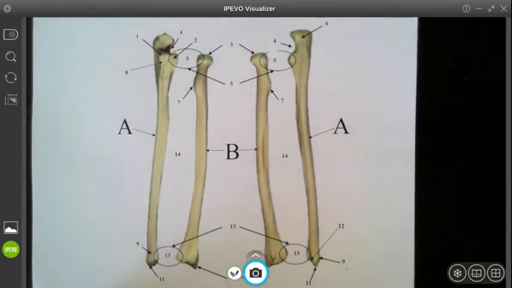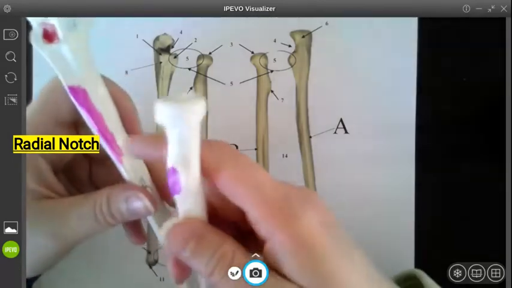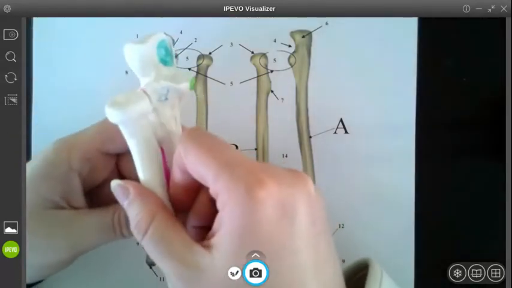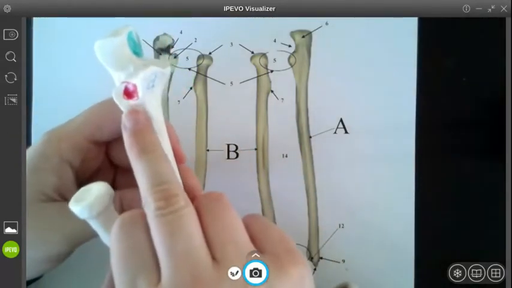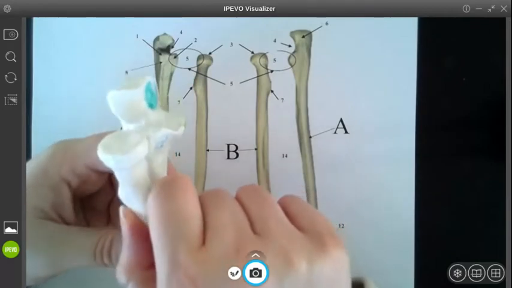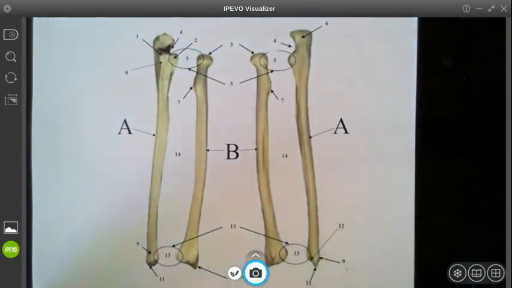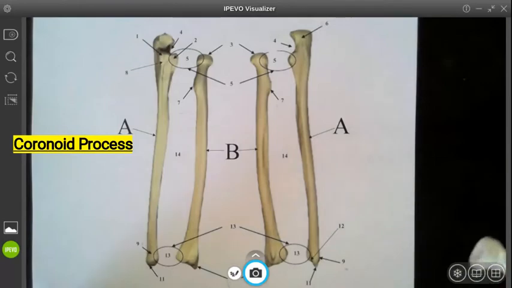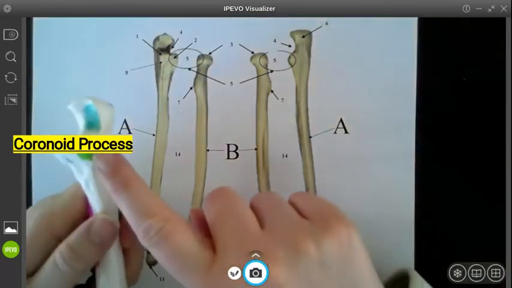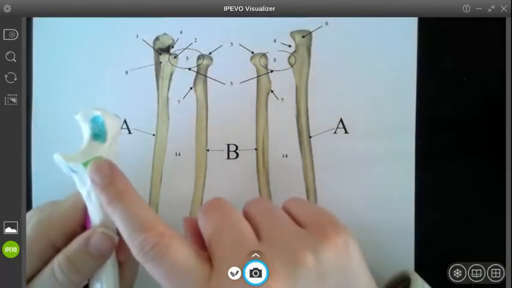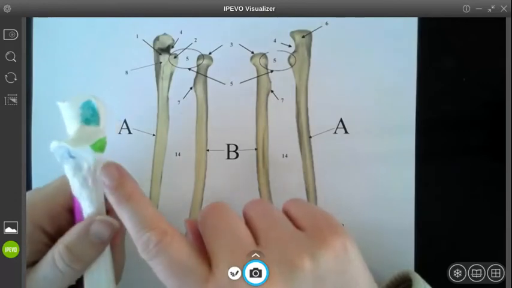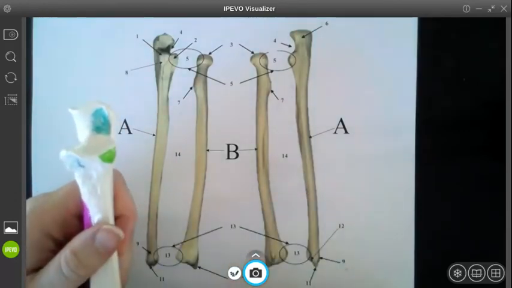Okay, so let's jump into the picture and I'll have the bones out when necessary. So number 1 is pointing at the radial notch. The radial notch is actually where the head of the radius is going to fit in. So it's right there. So it's the red portion, the radial notch. Coronoid process is number 2. The coronoid process is green right here. That actually fits into the coronoid fossa.